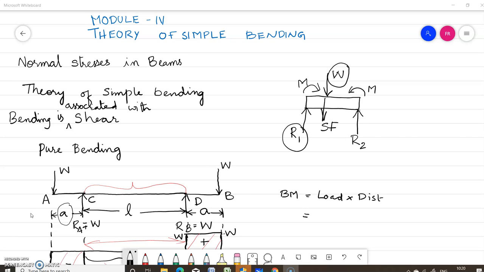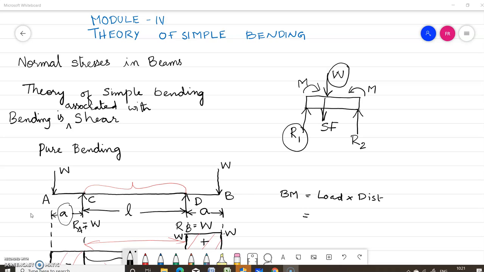That is, bending is always associated with shear. Now we have seen in the previous chapter that the bending moment and shear force vary from section to section on a beam when it is subjected to external load. To resist the bending moment and shear force, the beam section develops stresses.